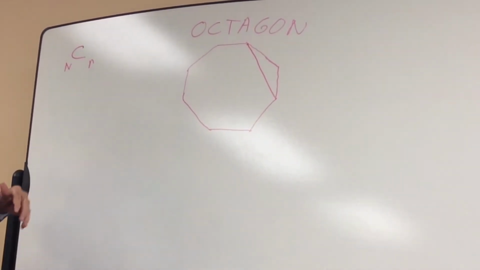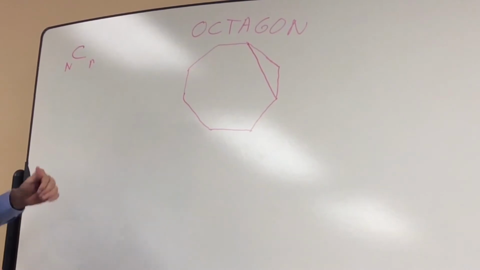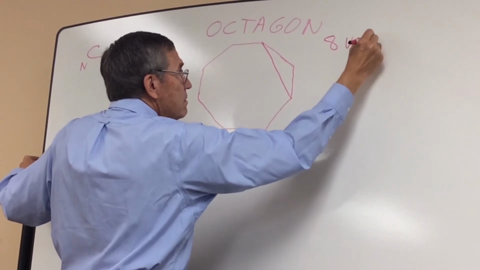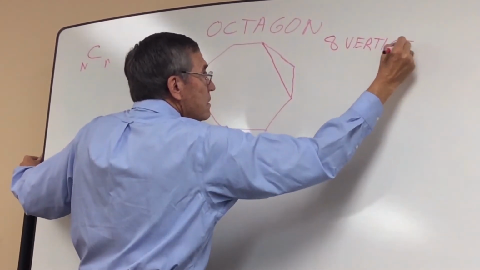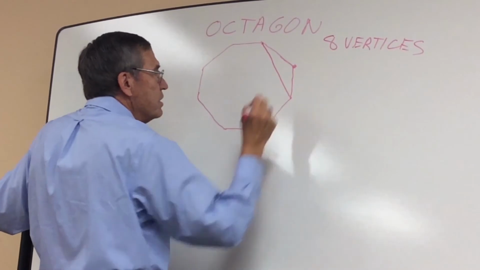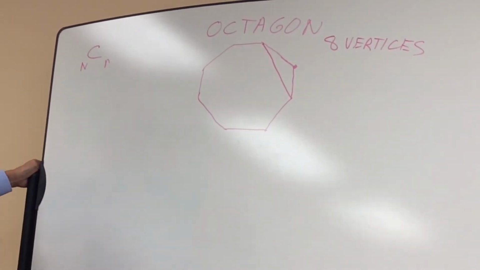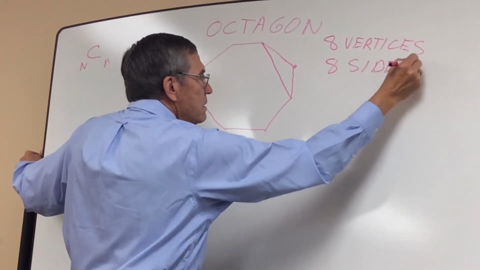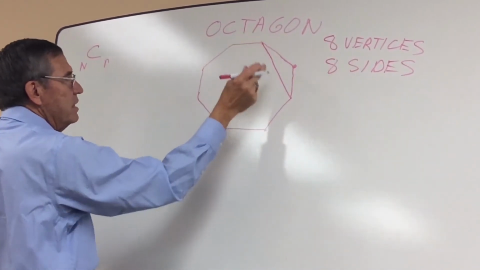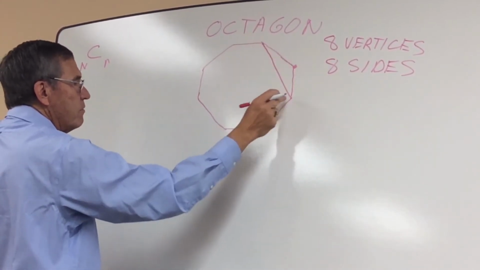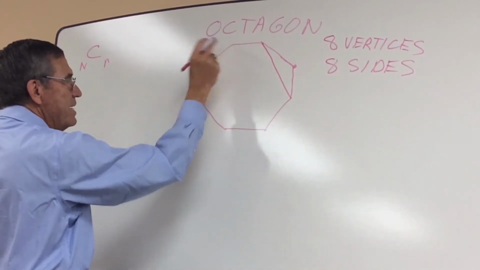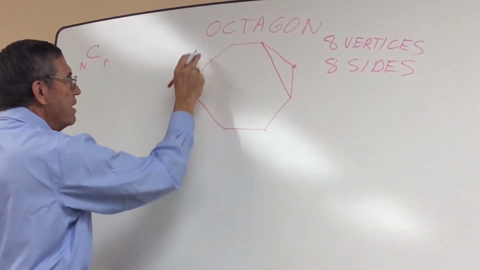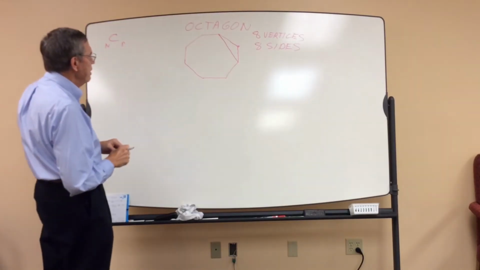So let's see what's going on with this octagon. We have 8 vertices. And a vertex is just a connection of 2 sides, vertices being plural. We have 8 sides. Let's count the vertices. Start here. 1, 2, 3, 4, 5, 6, 7, 8. Let's count the sides. Start here. 1, 2, 3, 4, 5, 6, 7, 8. Okay, so that's what we have for an octagon.